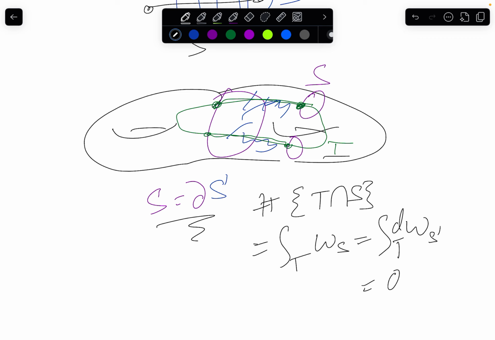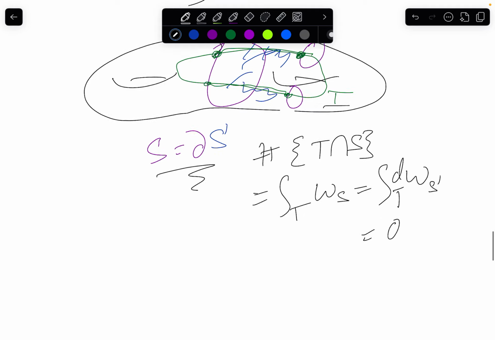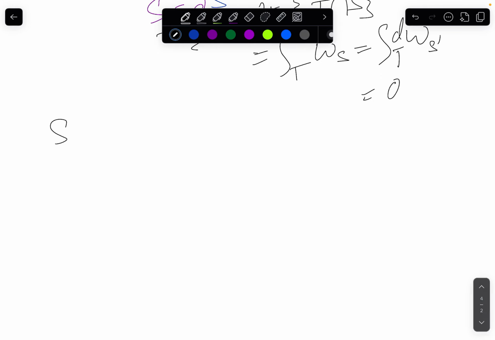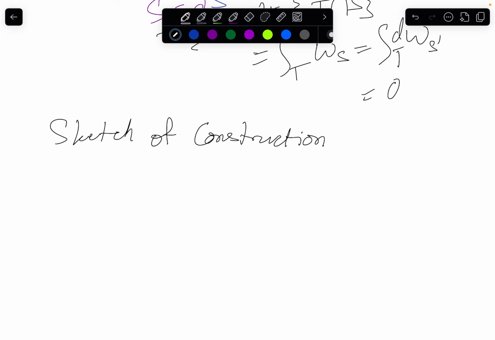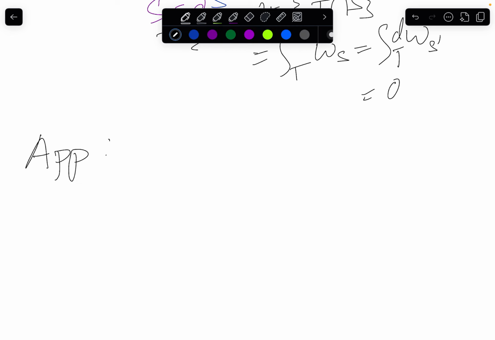So let's now give a sketch of the construction of the Thom class. Actually, do I want to give application first or construction first? What would you like to see? Application. Okay, so let's do the application. So let's put this off. Application, Bezout's theorem.